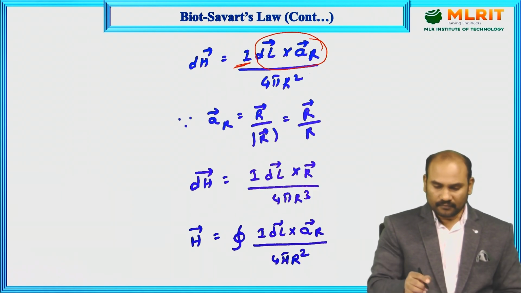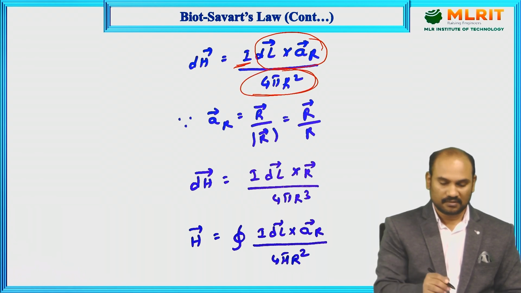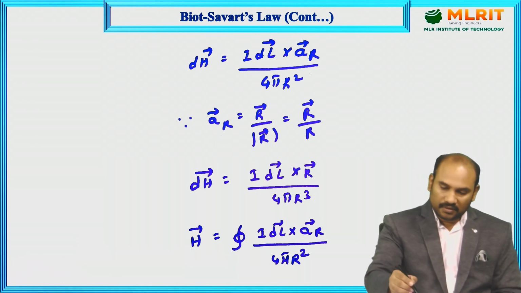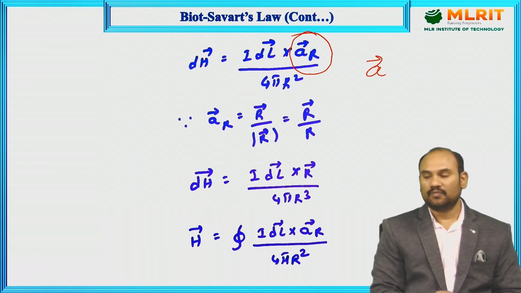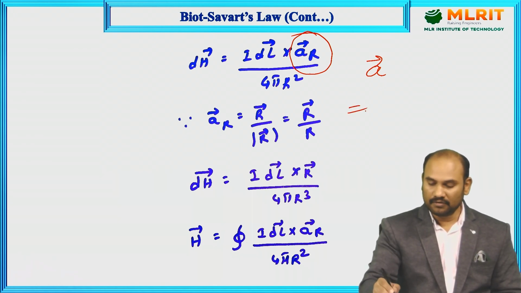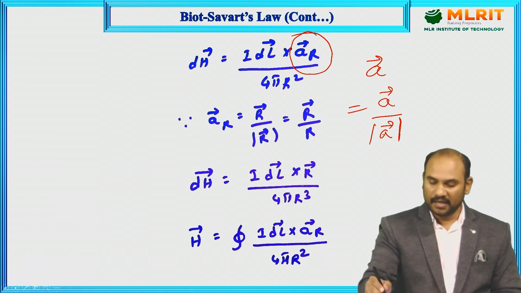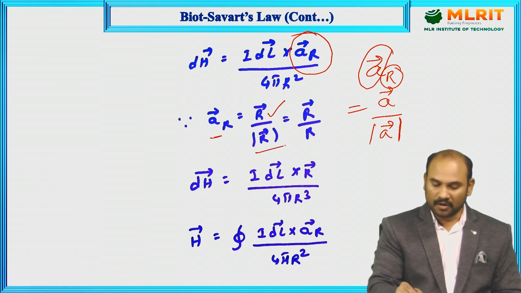Now, I DL cross AR bar by 4 pi R square. This is the same as in the previous case. Next, we can simplify it even further. How? You have here A bar R. What is A bar? It's a unit vector. What is its definition? A bar is equal to A bar by mod A bar. But here you have A bar R, which means this is a unit vector defined for R. So that's why AR bar is R bar by mod R bar. Mod R bar is nothing but R.